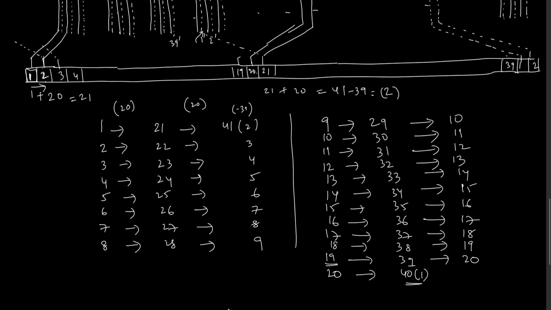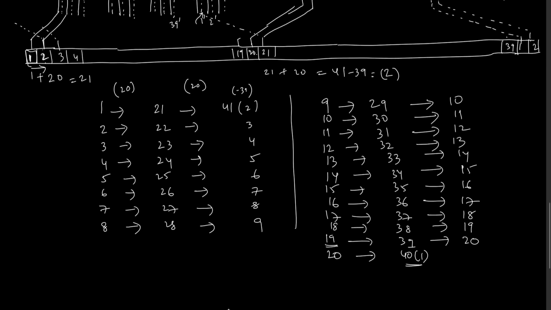Okay, it goes on like this. So between one commutator segment and the next, how many coils are there? If a brush is connected like this between segment one and segment two, how many coils are connected? Two coils. So from 1 to 21 we have one coil like this, and from 21 to 2 we have another coil like this. Again from 2 to 3 we have two coils like this.